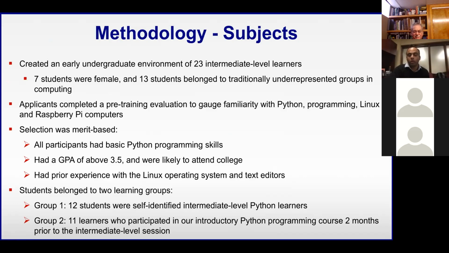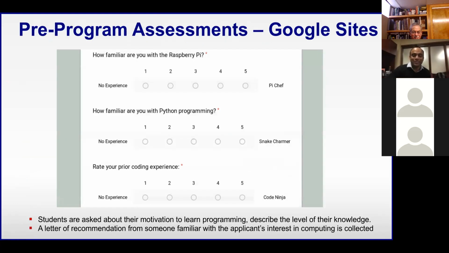Our students belonged to 2 learning groups. Group 1 were 12 self-identified intermediate level Python learners. These were folks who said, I'm already there, I'm good at this, and I can take on these challenges. And group 2 were 11 learners who had participated in our Python programming course, which was held 2 months before this exercise. So going in, we had a feeling that group 1 would be disadvantaged and group 2 may have a slight advantage. And I guess that's why we do these studies, to find out who really is better.